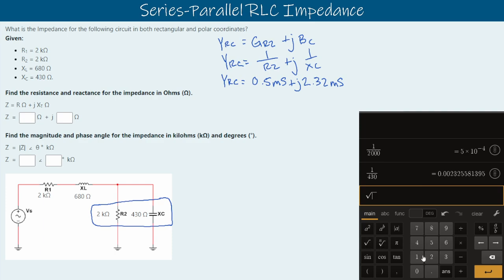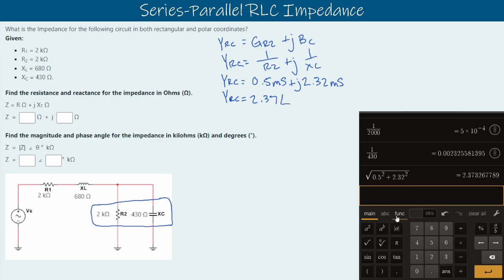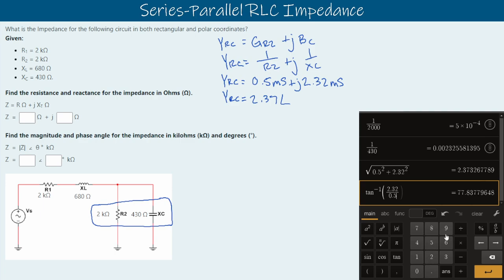So at this point, we can flip this into polar form. That's our square root equation. We'll take our first number of 0.5 and square it, add it to our second number of 2.32 and square it. That gives us our magnitude, YRC in polar form, of 2.37 at an angle of, do our tangent equation next, inverse tangent of our second number, so 2.32 divided by our first number of 0.5, 77.8 degrees.